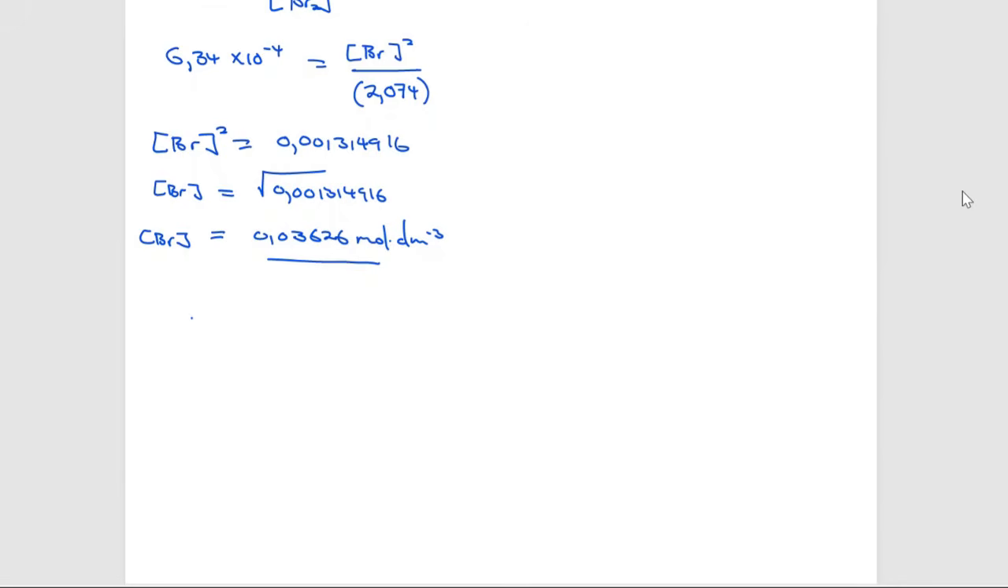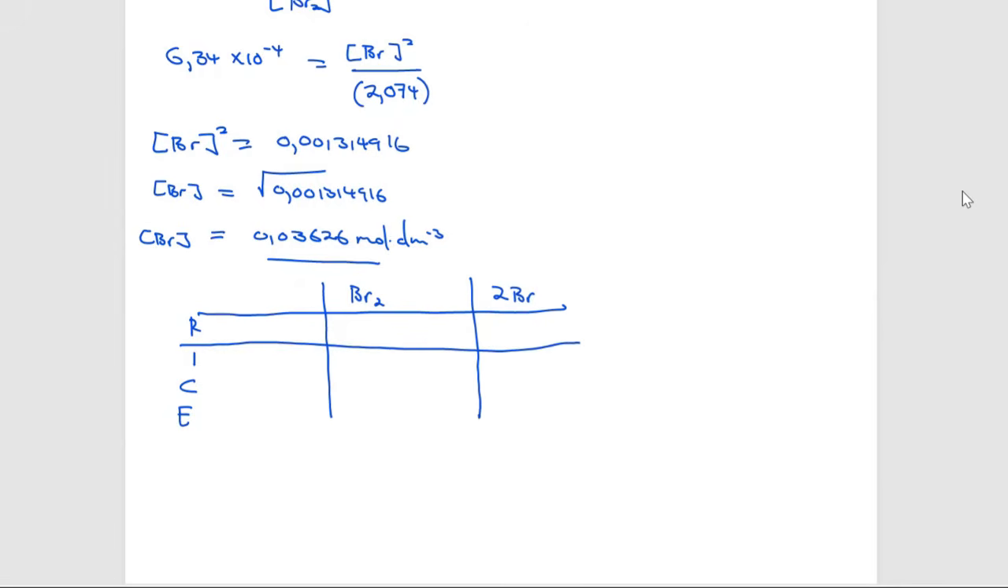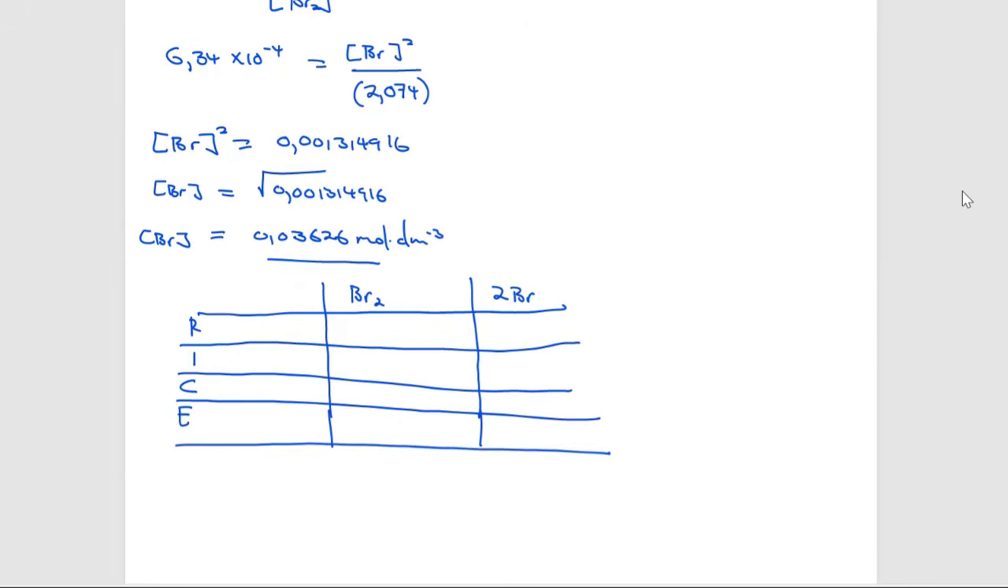So I'm going to draw something like this. Then let's have a table there. Here I'm going to say Br2, bromine, and then here I'm going to say 2Br. So this is our table. Pardon my lines, they are not very straight. So my table is going to look like this. Having that table, we are now going to populate it with information.